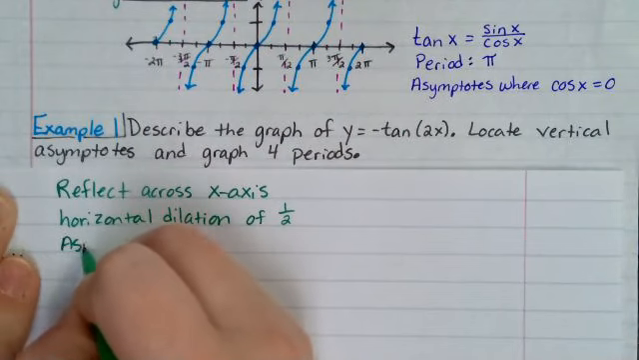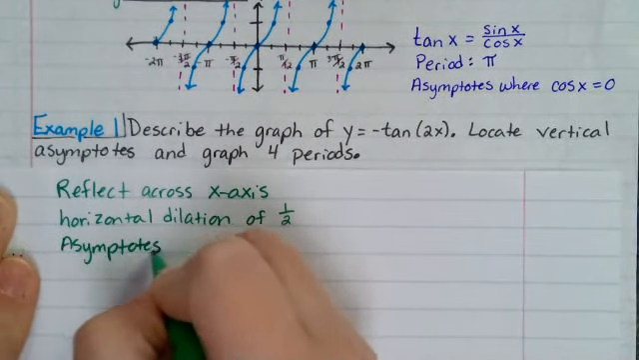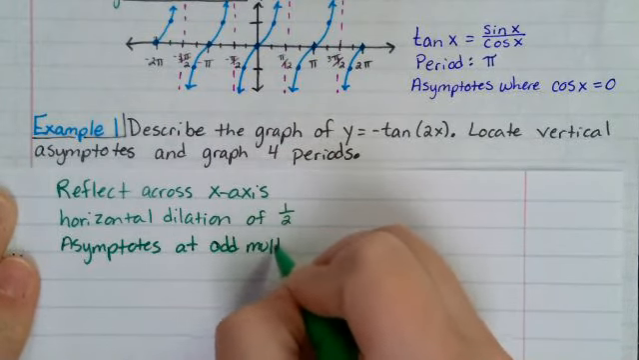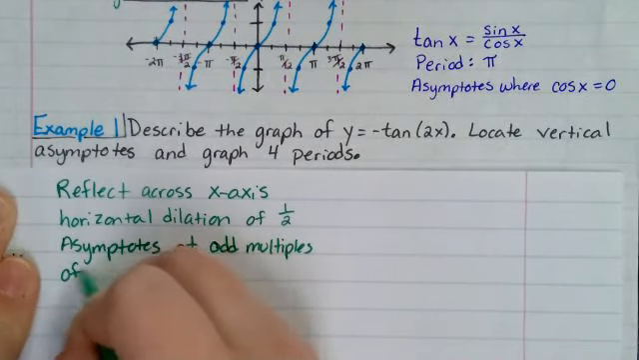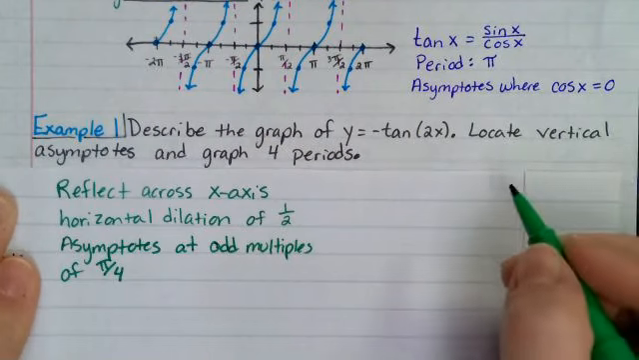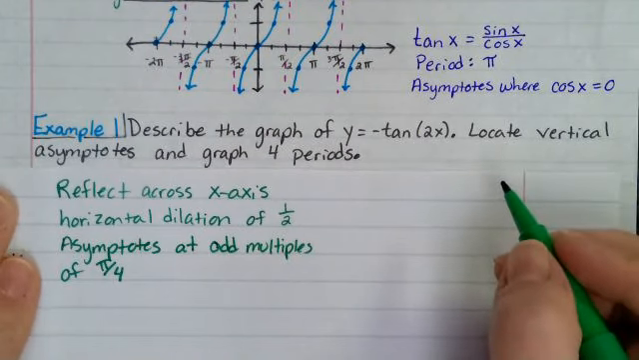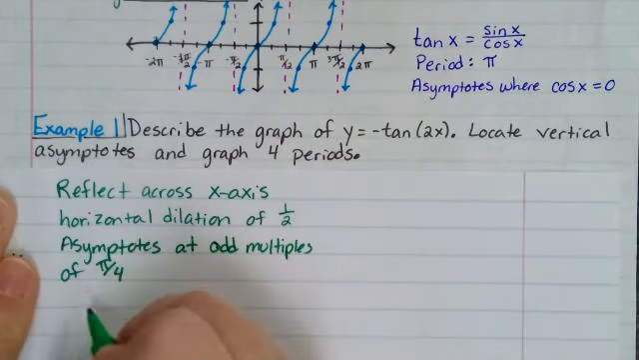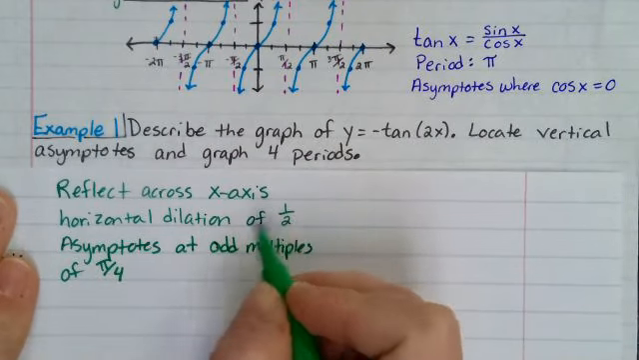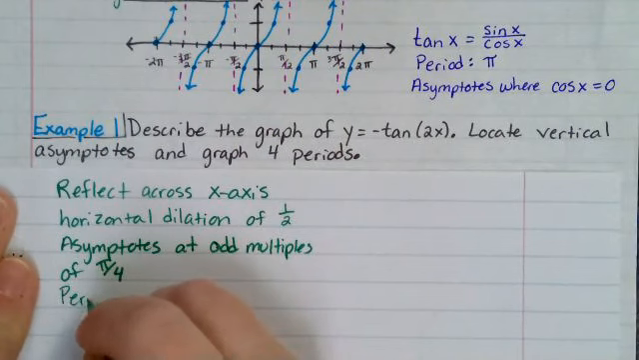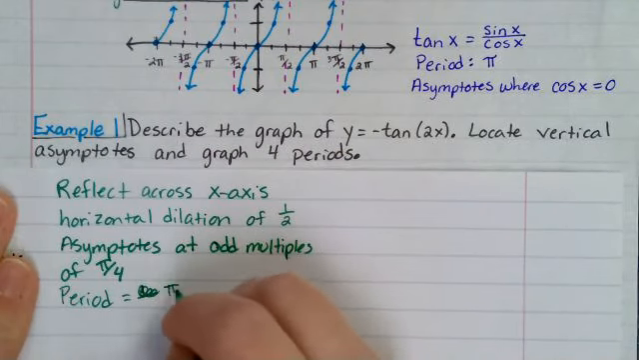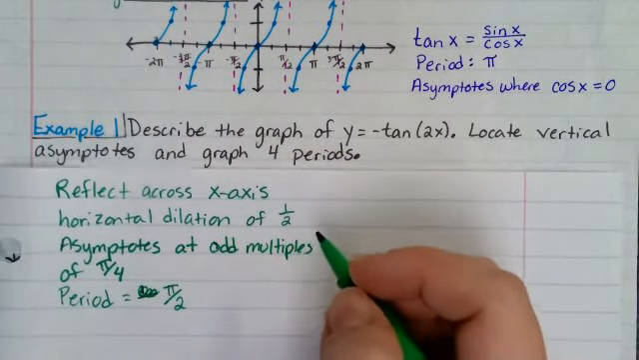So we're going to say at odd multiples of pi/4. And that should take care of where those asymptotes are. Okay. Another thing is that your period is going to be shorter because this is 1/2 dilation. Normally the period is pi. Period is not going to be pi. The period is going to equal pi/2. It's half of pi.